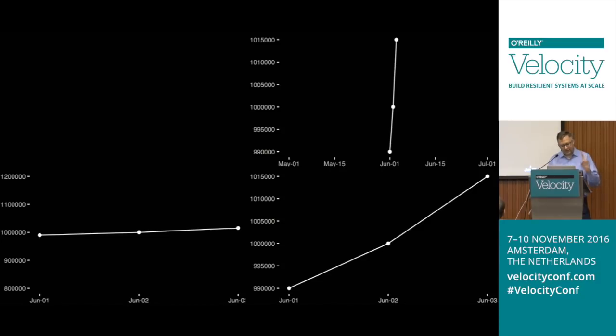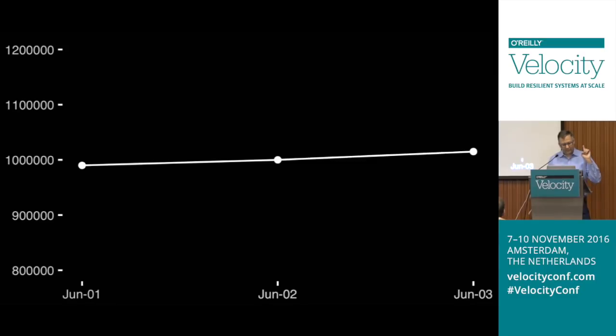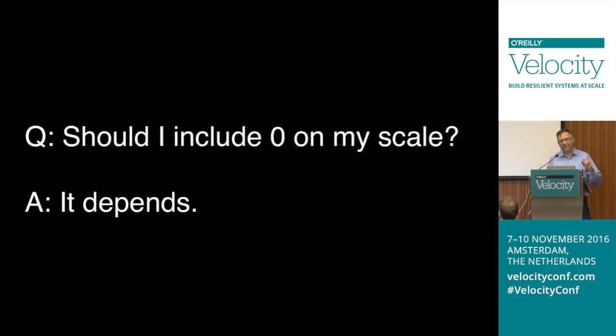This data brings up another aside, which is, should I include 0 on my scale? This is the panel that was at the lower left. To make it so flat, all I did was extend the y-axis down to 800,000. If I extend the y-axis all the way down to 0, you have a really hard time seeing the variation. So the real answer to whether or not you should include 0 on your scale is it depends.